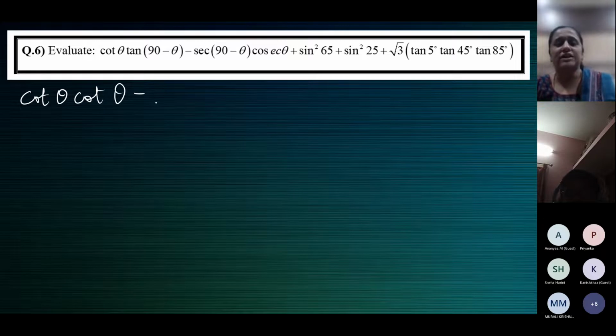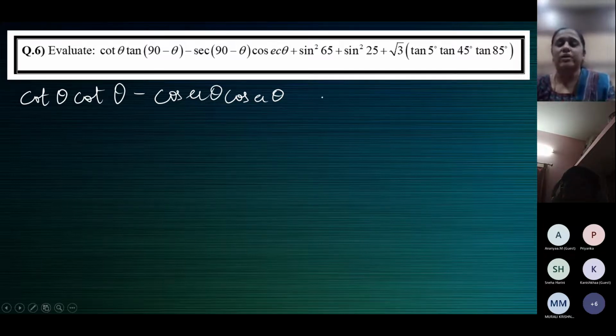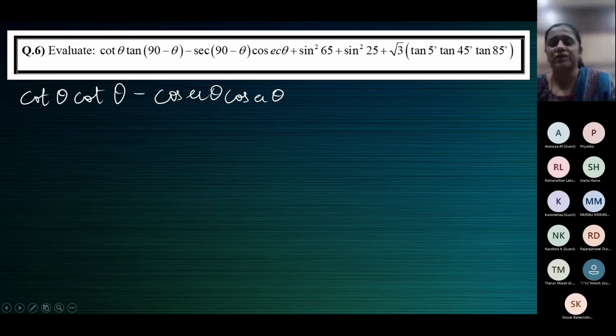Minus, what is secant 90 minus theta? Cosecant theta. Rajeshwari, is it? Yes, ma'am. Yeah, cosecant theta. Into cosecant theta. Plus, the next part is sine squared 65 degrees plus sine squared 25 degrees. Now, I told you 65 degrees and 25 degrees are not standard angles.